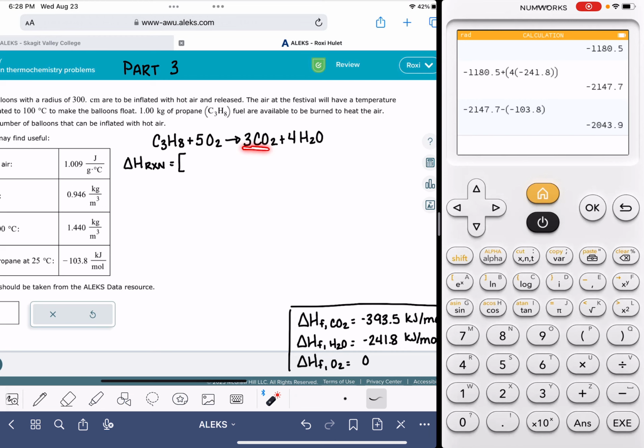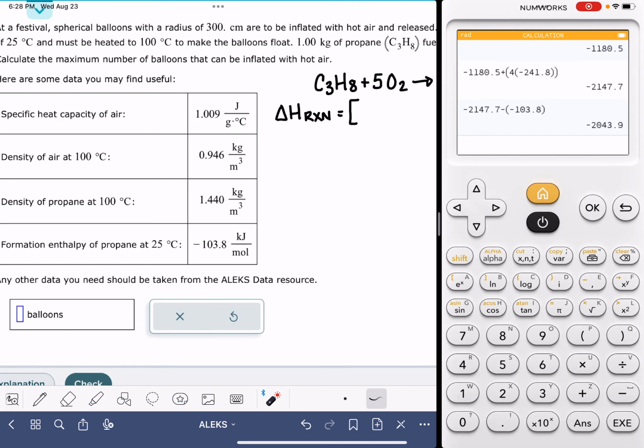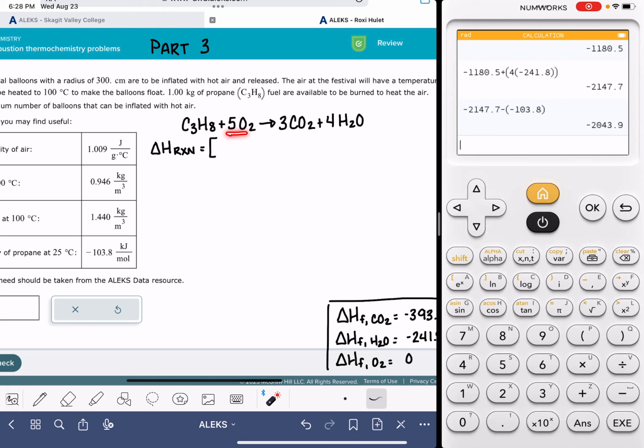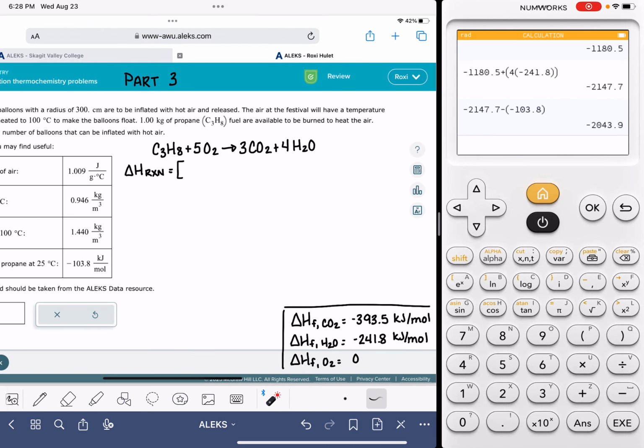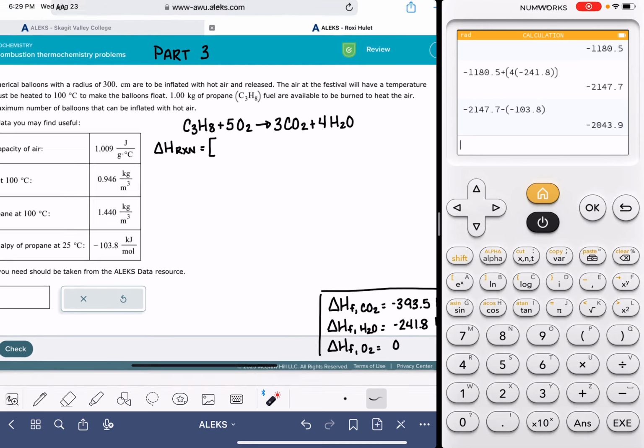We need the enthalpies of formation of all of these substances. The problem gives us the enthalpy of formation for the fuel, so that's going to be in this data table. For the other substances, the enthalpies of formation are in ALEKS's data tab. I went ahead and copied them down here to make things a little bit easier. This is where the delta HF values are located, but you can find them in the data tab, or you can just look them up on the internet.